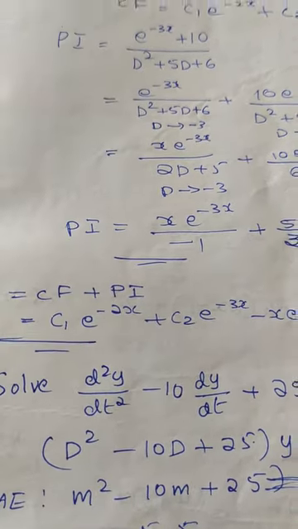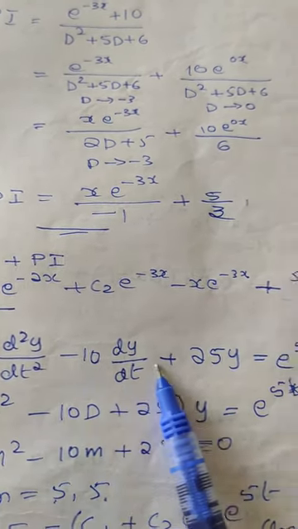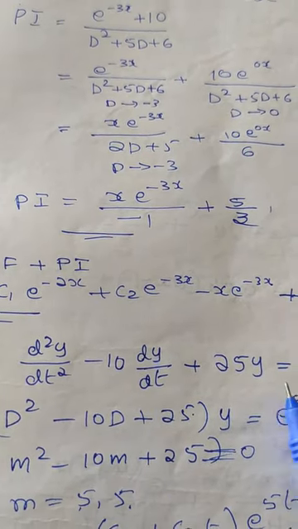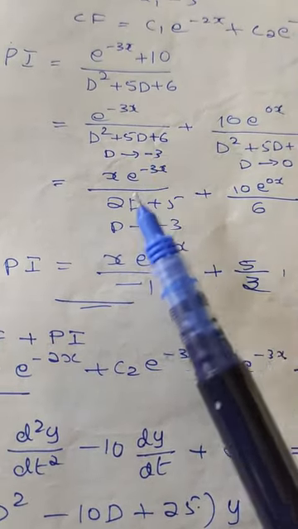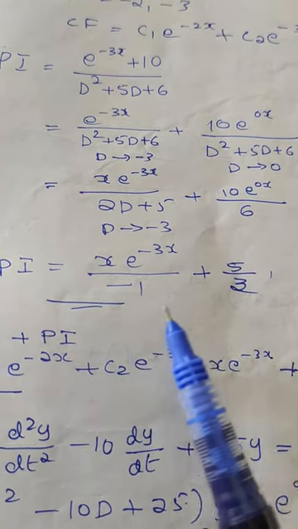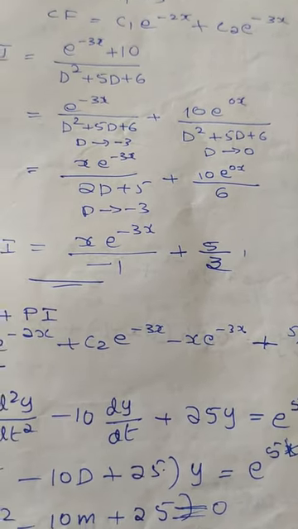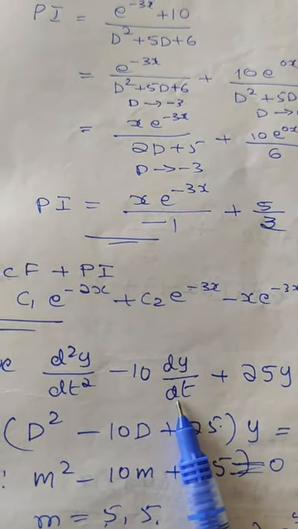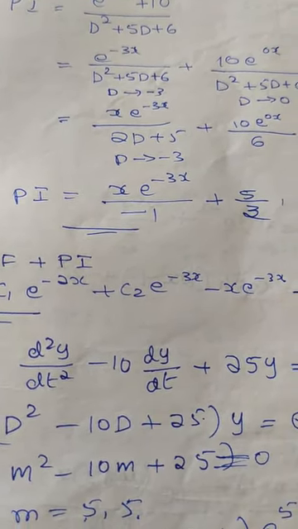Similarly, go to the next problem. Second order linear differential equation. Here the independent variable is t. In the previous differential equation, the independent variable is x, so you should write the solution in terms of x. Here the independent variable is t, which means you should write the general solution in terms of t only.